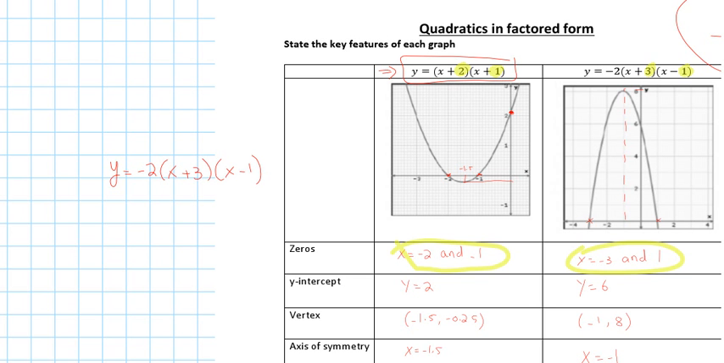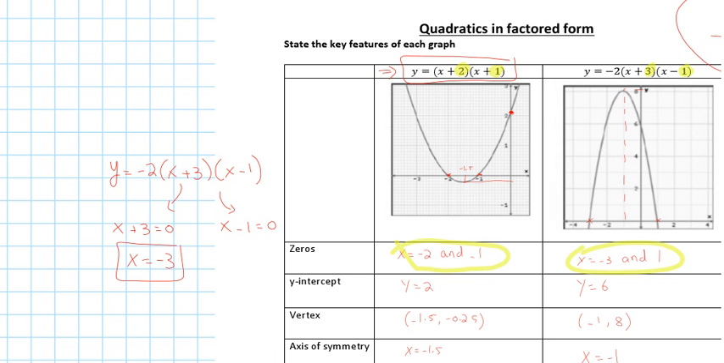In order for me to find the zeros, I have to set each bracket equal to 0 because I'm looking for when the y is equal to 0. Whenever you're finding the zeros, you set each bracket equal to 0 and then solve for your x. To solve for this x, bring the 3 over the equal sign. It becomes a negative, so x equals negative 3.